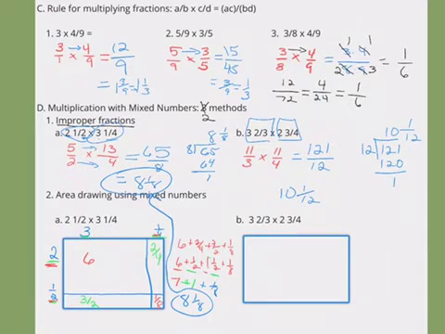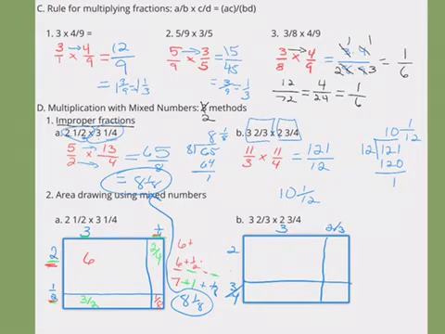All right, let's try another one involving the area model. I'm going to erase a little bit so I have room. So we're going to take a look at 3 2/3, and we're going to divide up our rectangle. So the whole number part is 3, the fractional part is the 2/3. Then I have 2 3/4. And then I just multiply.